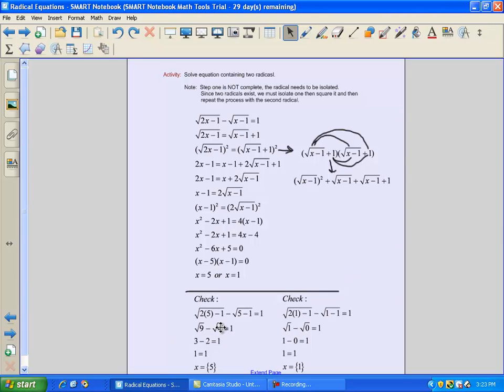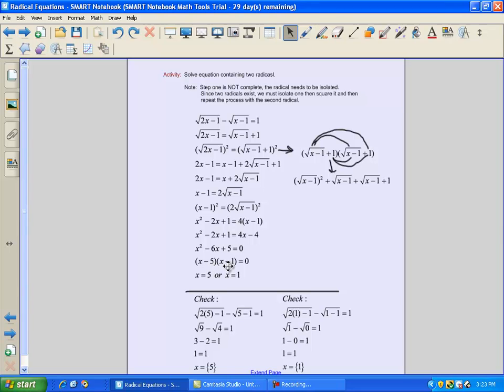If I come down to check, I find out that if I plug my 5 in, I get 10 minus 1 is 9, 5 minus 1 is 4, 3 minus 2 is 1, and 1 equals 1, which means x equals 5 does work. If I plug my 1 in, I get square root of 1 minus square root of 0. Well, 1 minus 0 is also 1. So I'm finding that I have two solutions to this problem. I'm finding that x equals 5 and x equals 1 are my solution set.